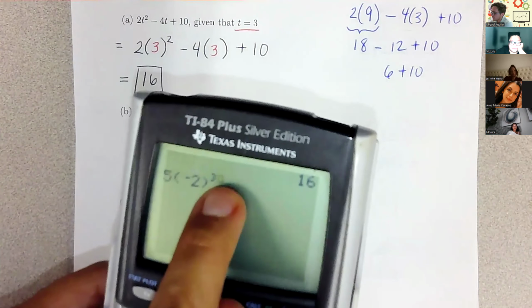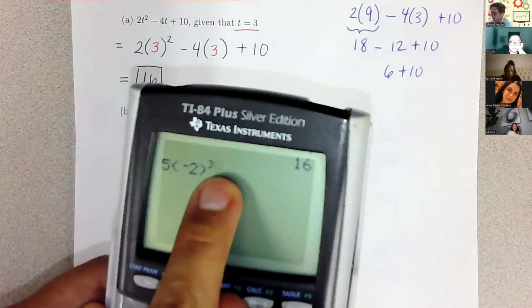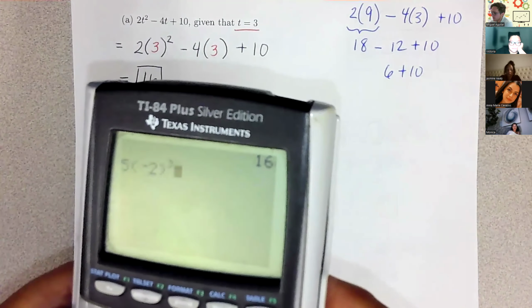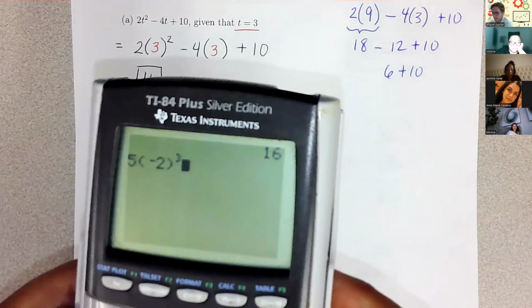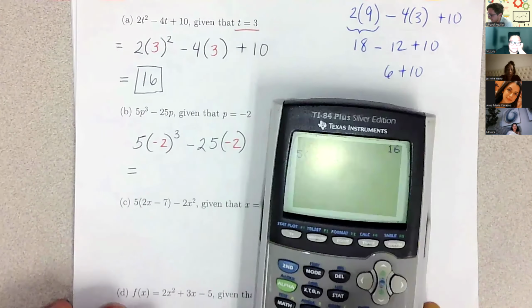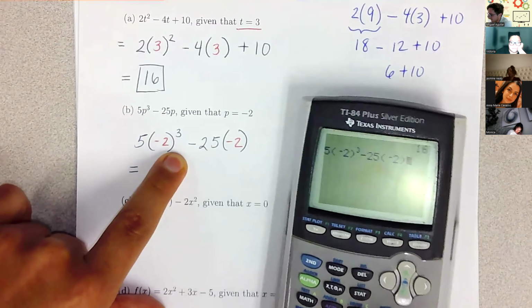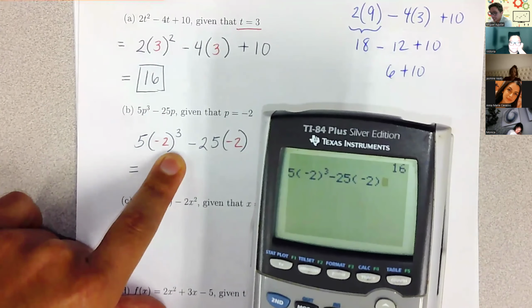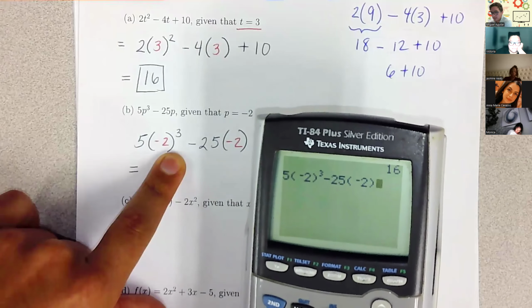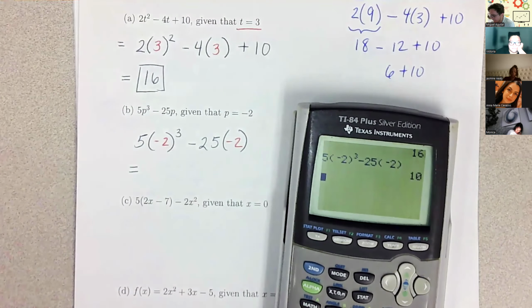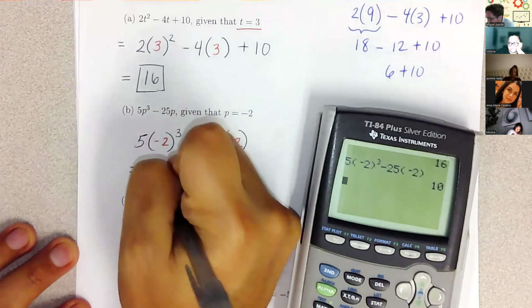If your cursor is still hovering by the exponent, just hit this arrow to go down to the side and make sure that cursor has come down. Then we'll hit subtract 25, parentheses -2, close up the parentheses, and that should be exactly what we wrote down. Okay. We hit enter, we get 10, and then we move on with our lives.